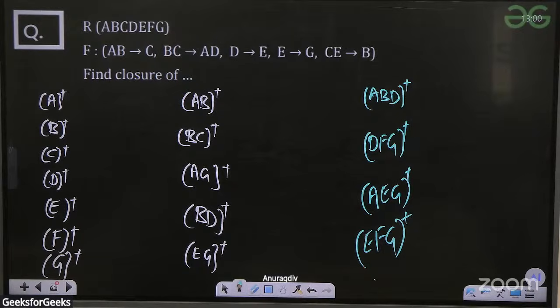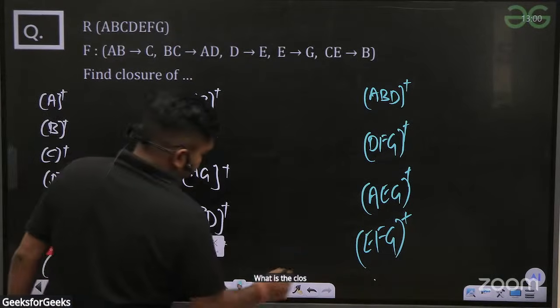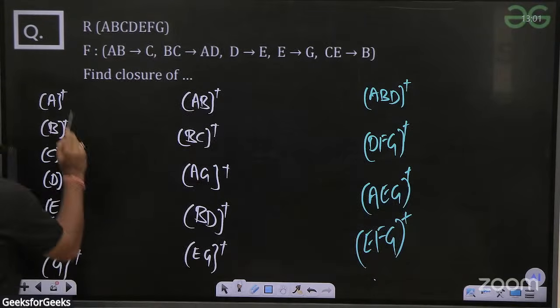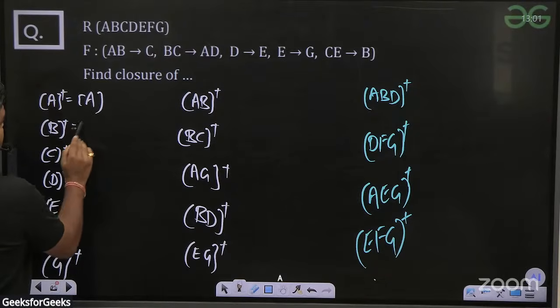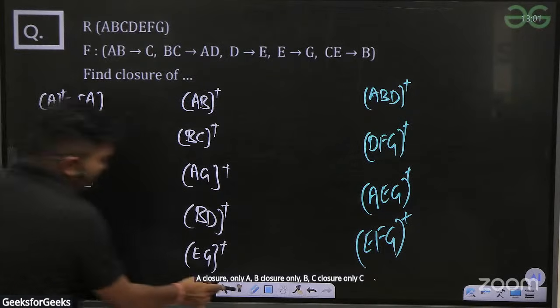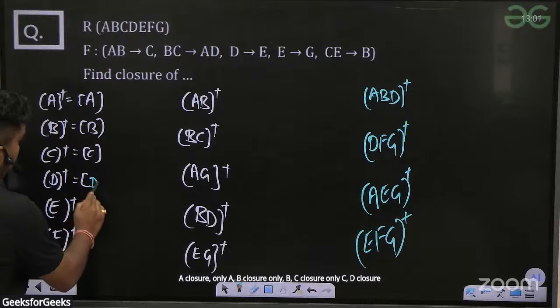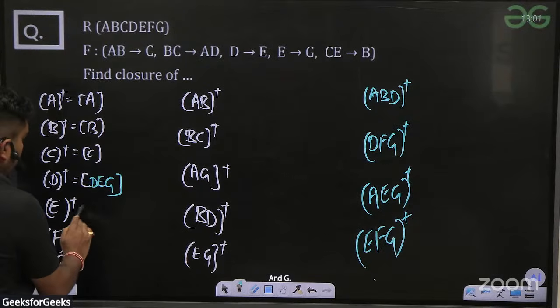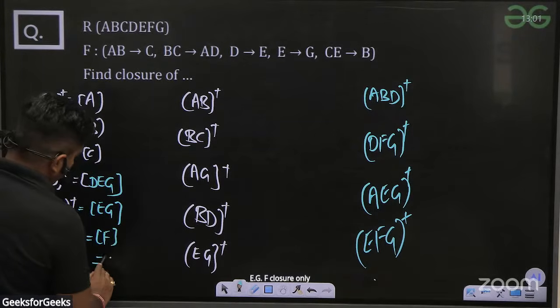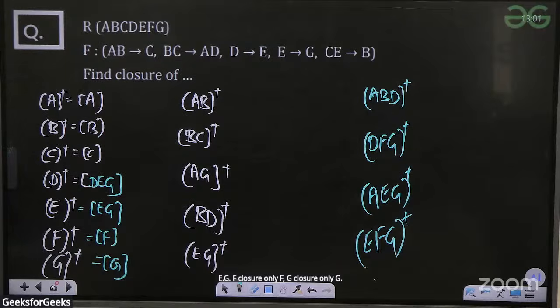Please give the answer fast, everyone. What is the closure of A? A closure is only A, B closure only B, C closure only C, D closure D and G, E closure EG, F closure only F, G closure only G. Getting? G closure only G, F closure only F.